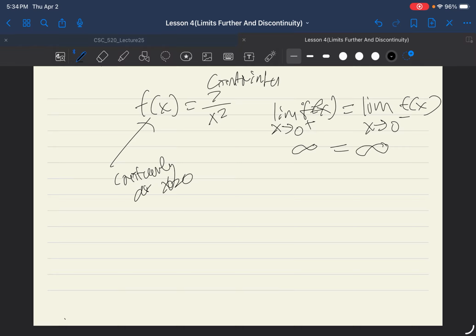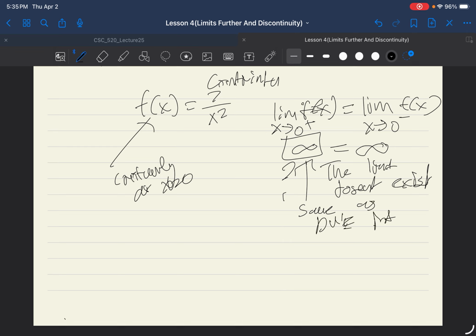So the limit exists? No, the limit does not exist. Let me explain why. It is because an infinity is the same as a does not exist.